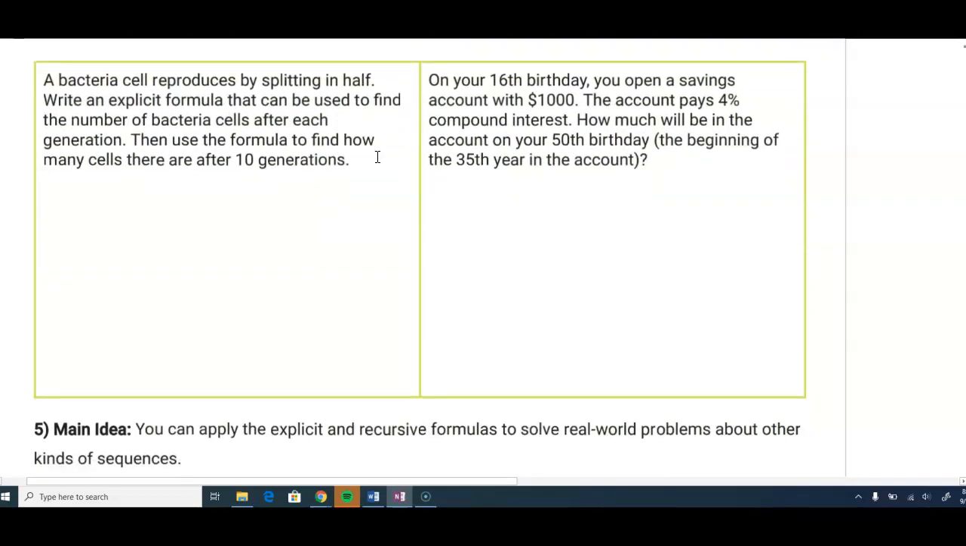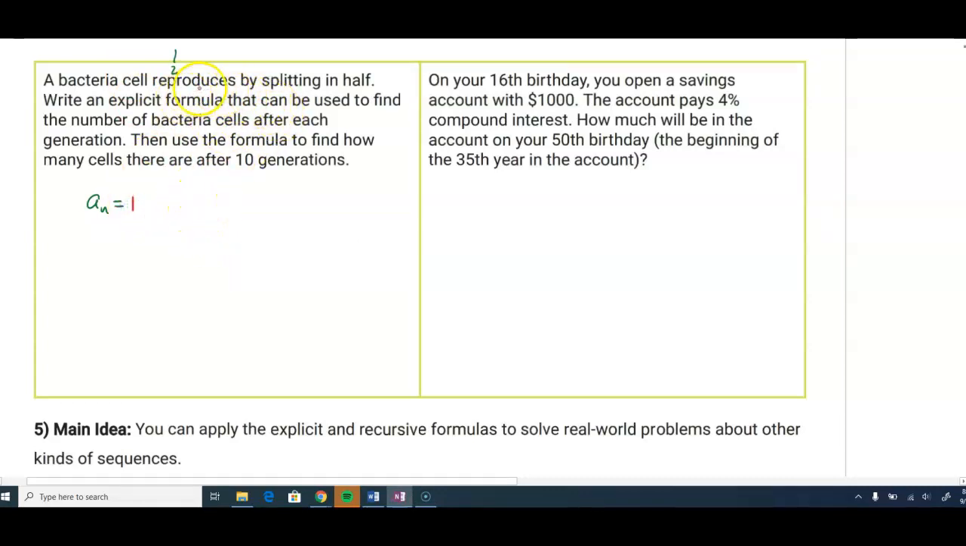So now, the first one: a bacteria cell reproduces by splitting in half. Write an explicit formula that can be used to find the number of bacteria cells after each generation. Then use the formula to find how many cells there are after 10 generations. So we know A sub n equals, how many are you starting with? Do I know that? Here it doesn't say, so we know we're starting with 1.